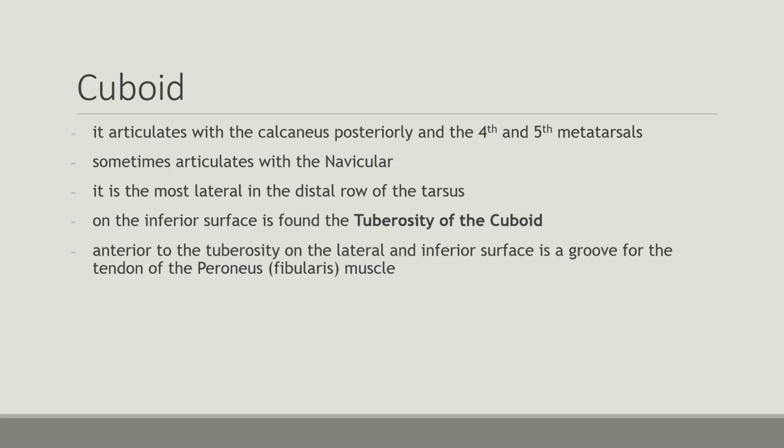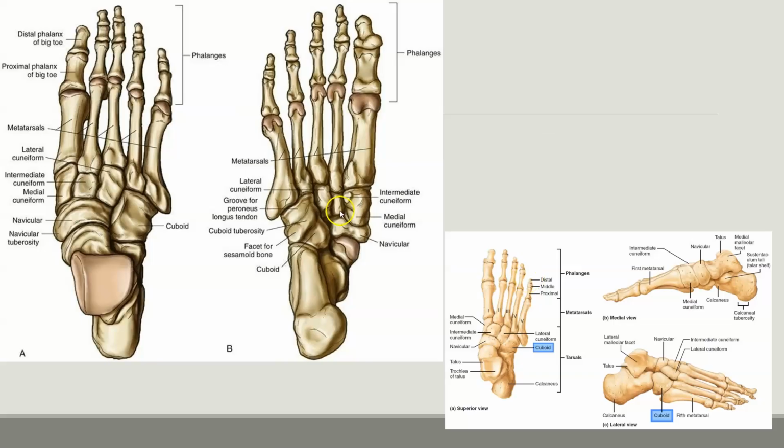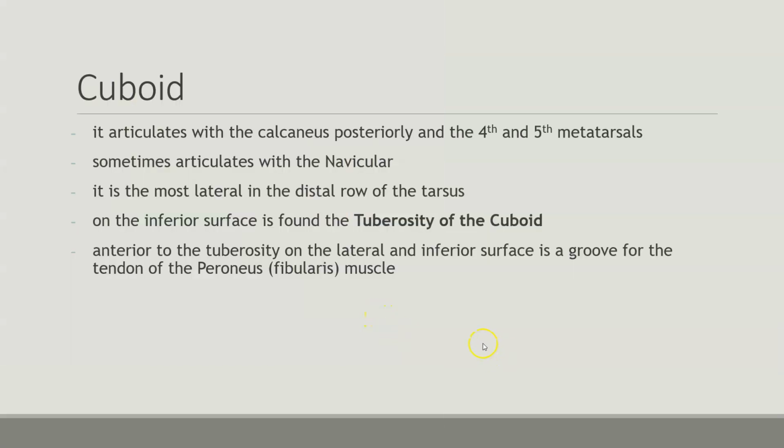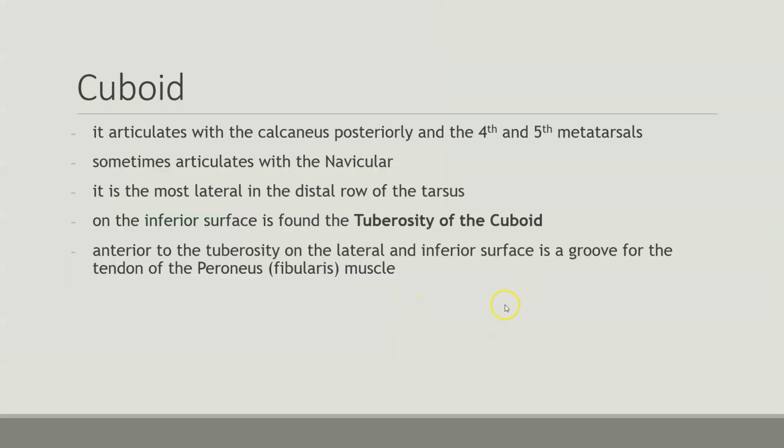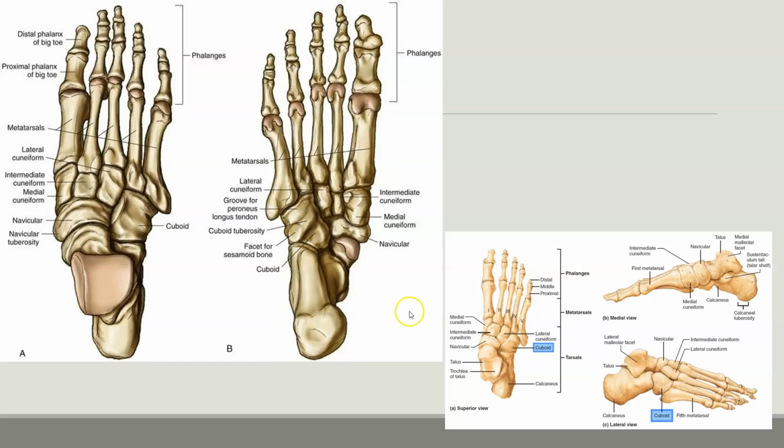On the inferior surface is found the tuberosity of the cuboid, which we can see right here. This part right here is on what we would call the plantar surface. So the cuboid tuberosity is on the plantar surface. The book says inferior, but I want you to think of it more as the plantar surface. It'll make more sense.